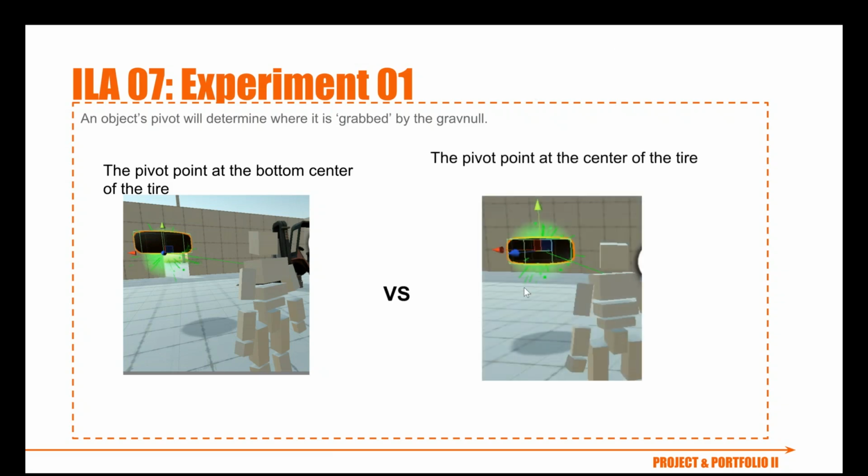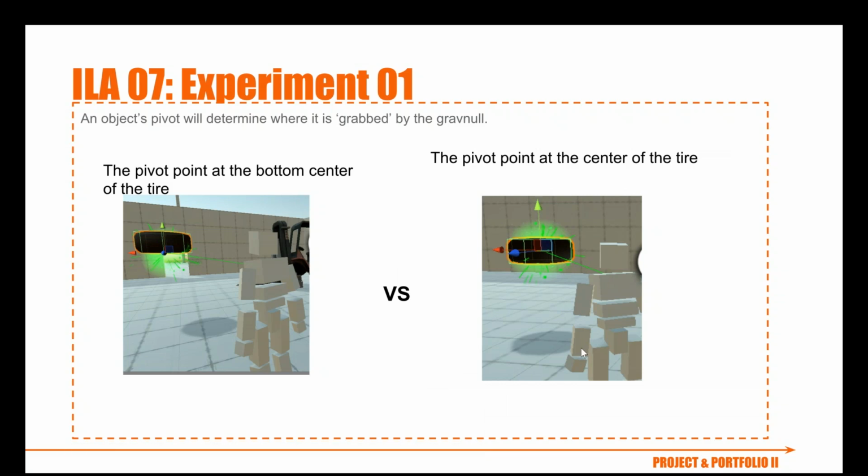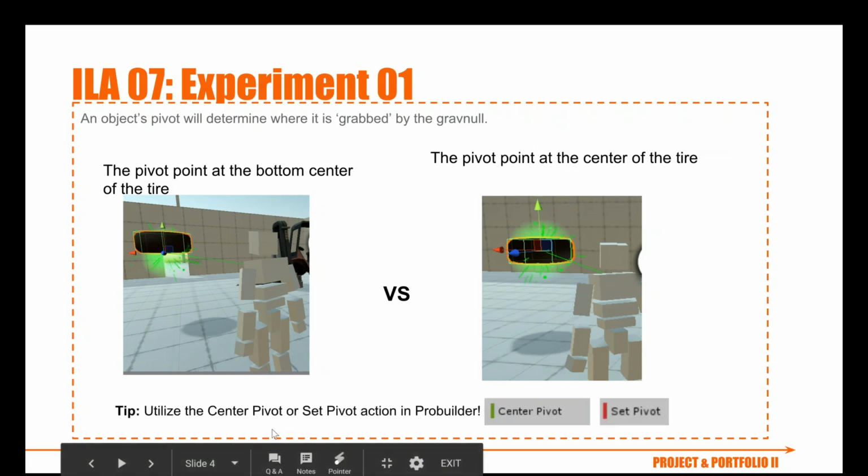Versus here, when our pivot point of the tire is in the center point, that center point moves to the center of the Gravnull and looks much more correct, right? Or looks much more fluent. So be careful, for example, if you have crates in your level you want the player to stack, by default, if you just make a cube and try to pick it up with the Gravnull, it's going to be located at the corner of that object, right? So the corner of the object will go to the center of the Gravnull, and it looks a little bit odd. So utilize the center pivot or set pivot action in ProBuilder.